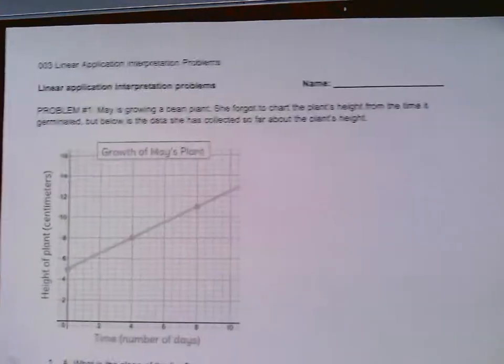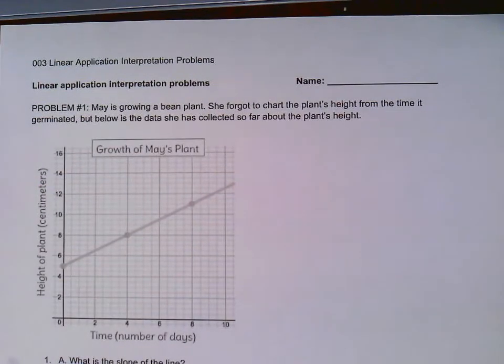So then I'm going to take them on to 003, so the linear application problems.